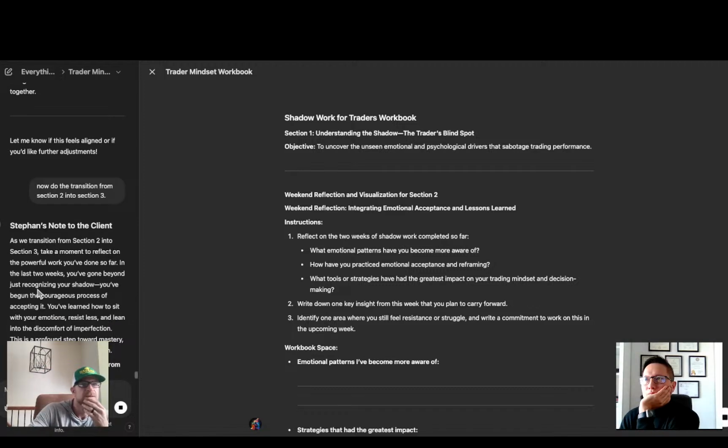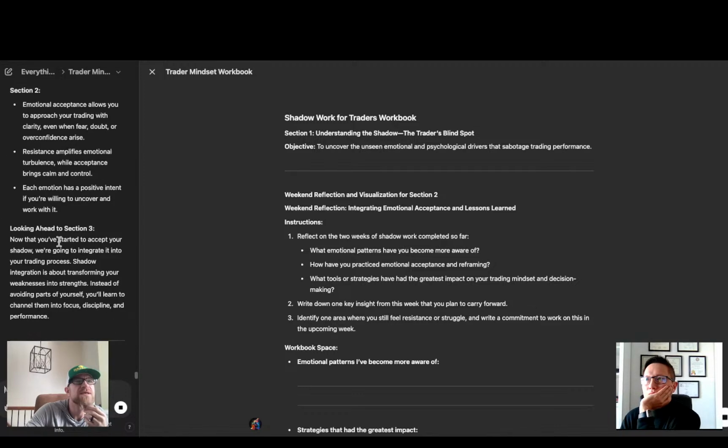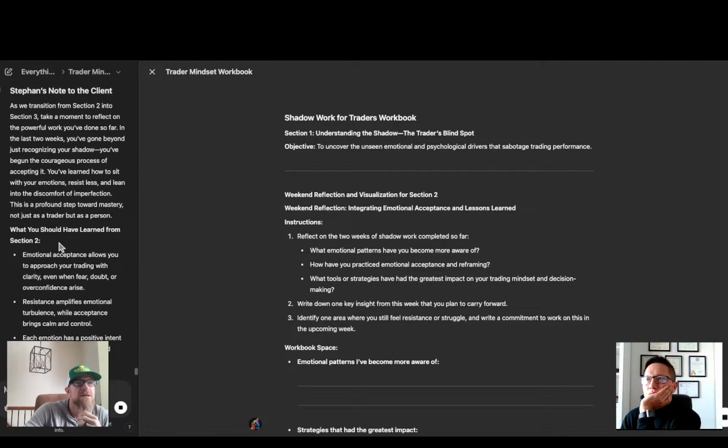Okay, good. As we transition from section 2 into section 3, take a moment to reflect on the powerful work you've done so far in the last 2 weeks. You've gone beyond just recognizing your shadow. You've begun the courageous process of accepting it. You've learned how to sit with your emotions, resist less, and lean into the discomfort of imperfection. This is a profound step toward mastery, not just as a trader, but as a person.